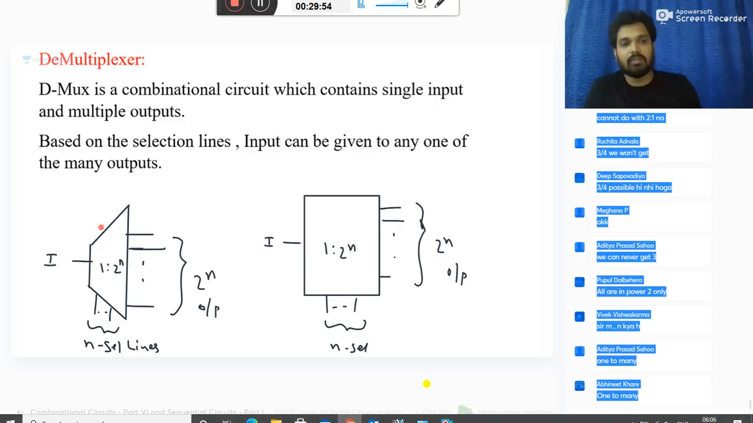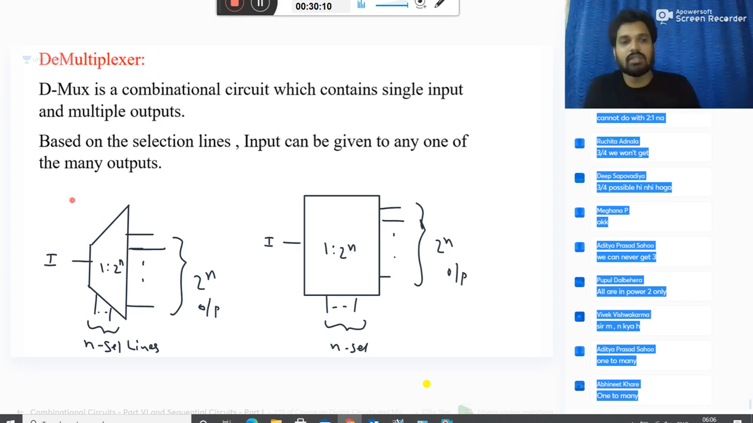So mux and demux. Mux you can use as a transmitter at the transmitting end, multiple sources, single channel. At the receiving end, single channel, multiple receivers. That is done by the demultiplexer. So let's see what is there in the demux.